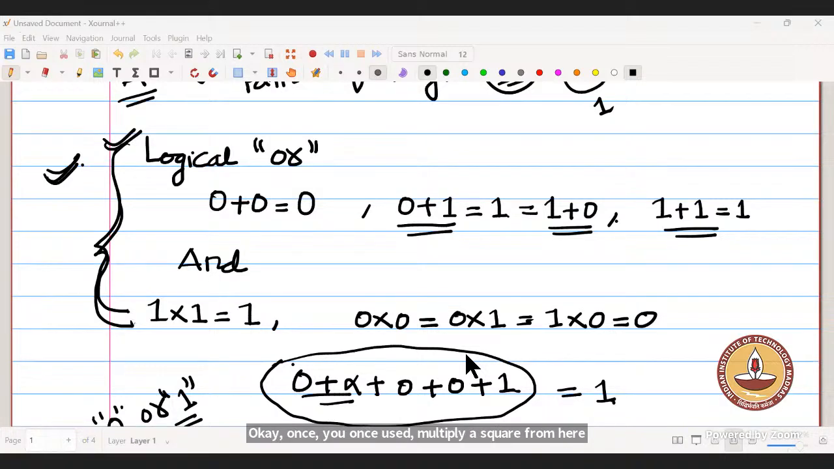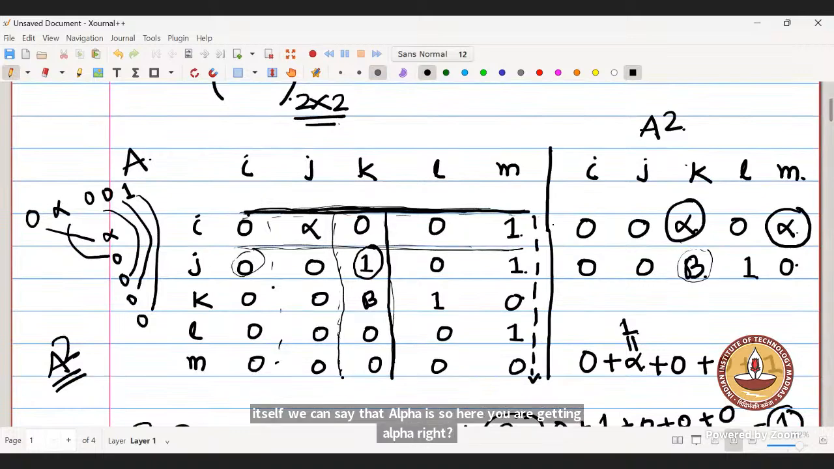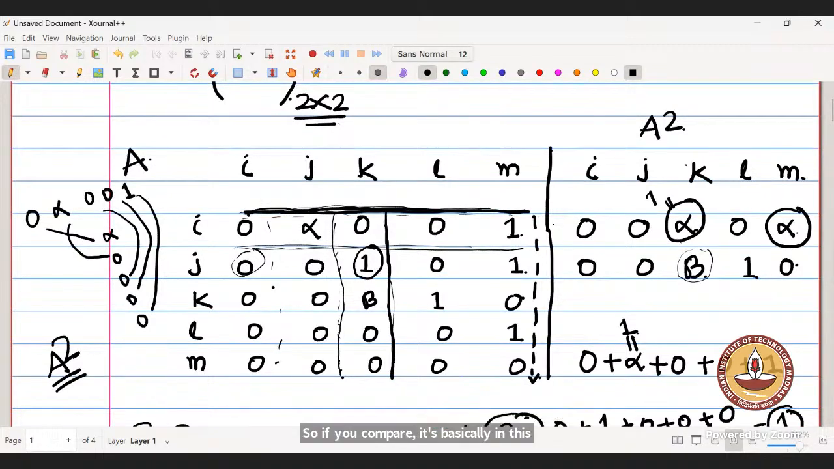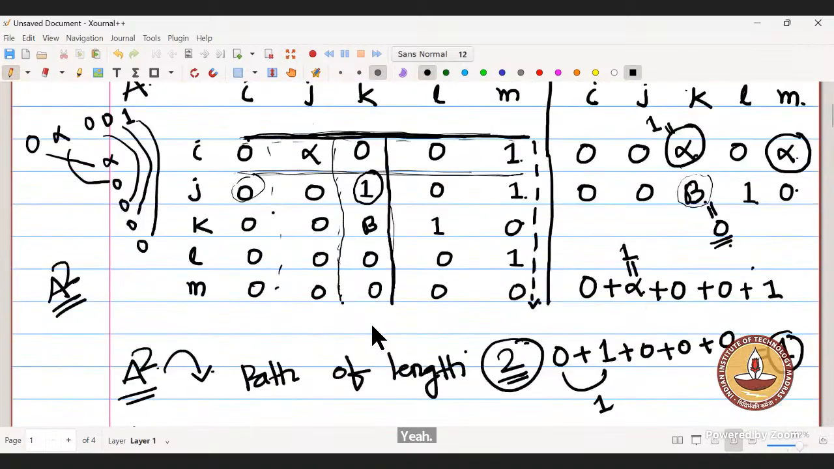It's given that a square is this. So from there itself you can say that alpha is, so here you are getting alpha. If you compare, in this position you have 1. So alpha is 1 and beta, you can say it's 0. Clear now? So the main idea is when you are trying to find a square, always apply this one.